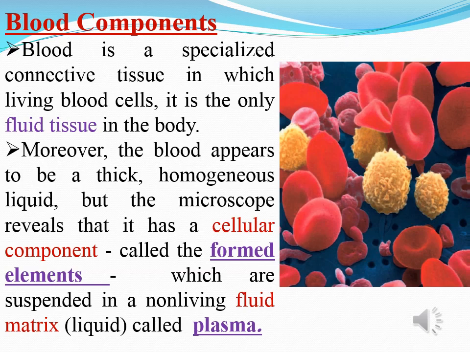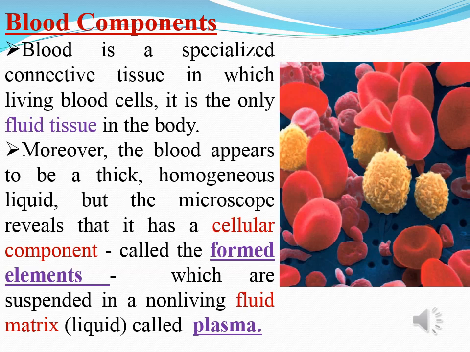After we talked about a quick and brief overview of the functions of the blood and the physical characteristics of the blood, we start to gradually go into the details of the blood and understand step by step. Blood components. Blood is a specialized connective tissue in which living blood cells are suspended. It is the only fluid tissue in the body. Previously we said the only moving tissue, and we added another point: it is the only fluid tissue in the body.